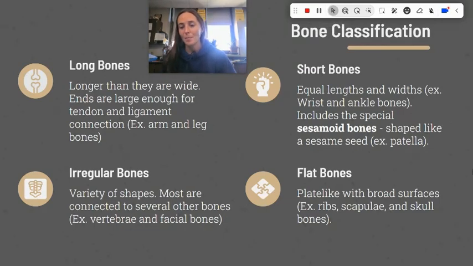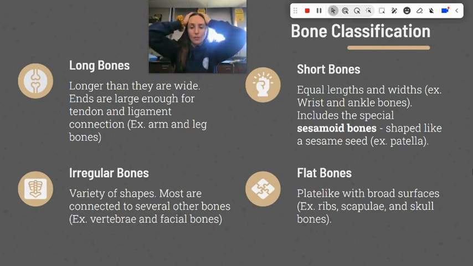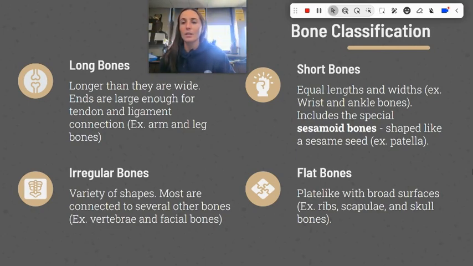And finally, we've got flat bones. Those bones are flat. They're very plate-like. They have broad surfaces. So like our skull bones, the top of our head, are going to be considered flat bones. Other examples are our ribs and our scapula, your shoulder blades. And we'll look at all of the classifications on this next slide.